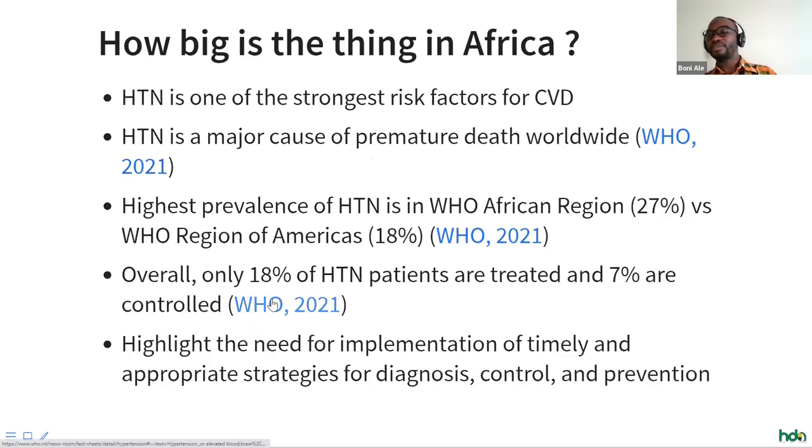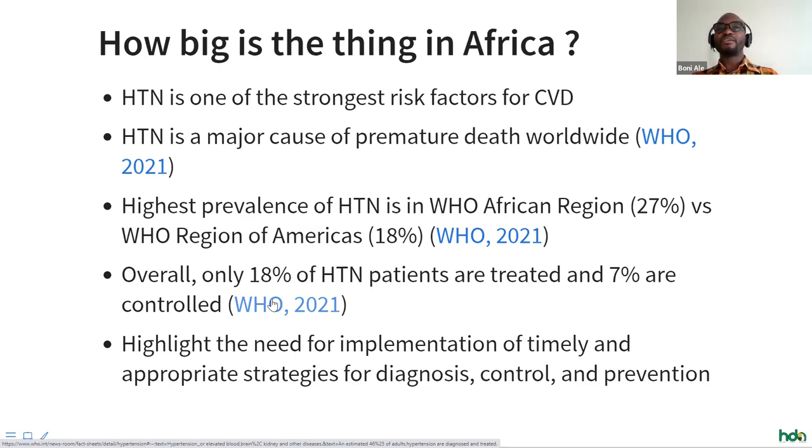And hypertension is actually one of the strongest risk factors of cardiovascular disease. And it's a major cause of premature death worldwide, not only in Africa. But when you come to Africa, the prevalence of hypertension is actually very high. It's up to 27% in our region, which is something that's maybe surprising for many. And in the developed countries, it's now less than 18%.